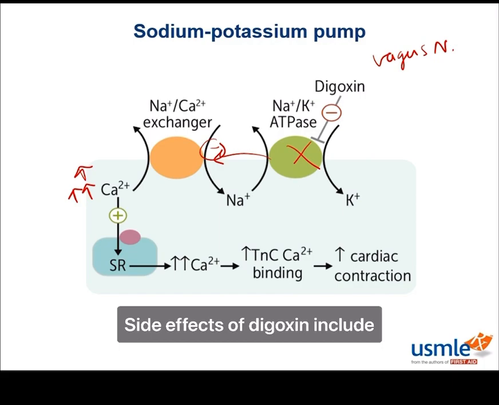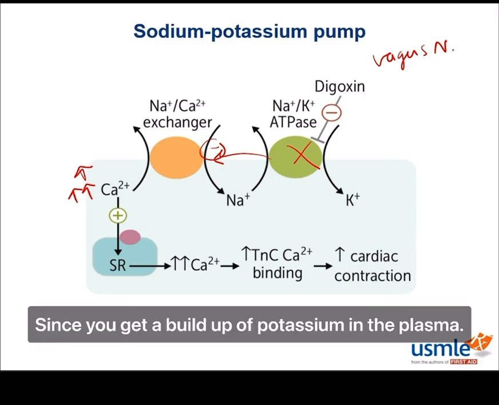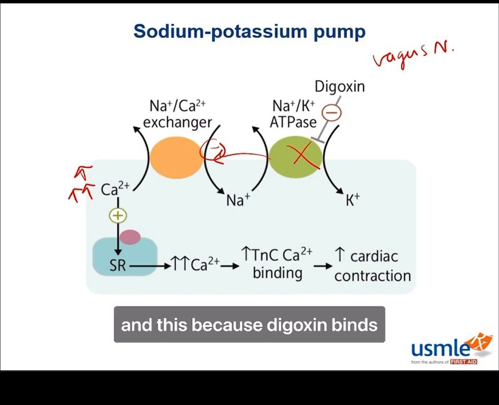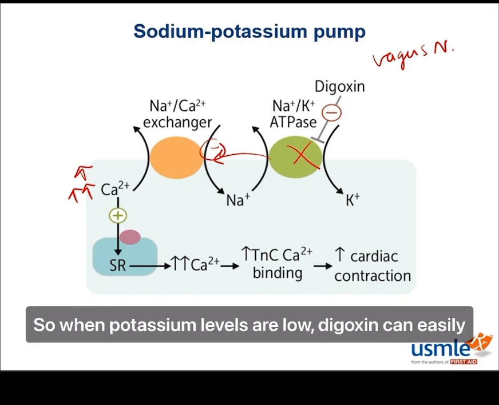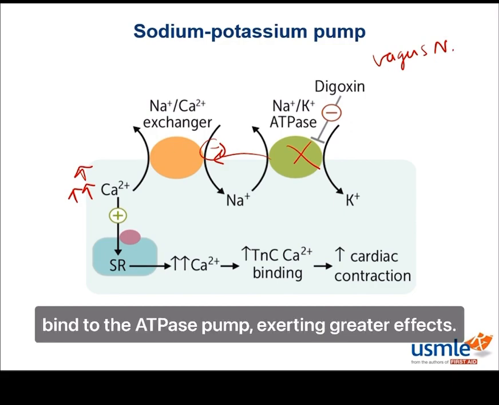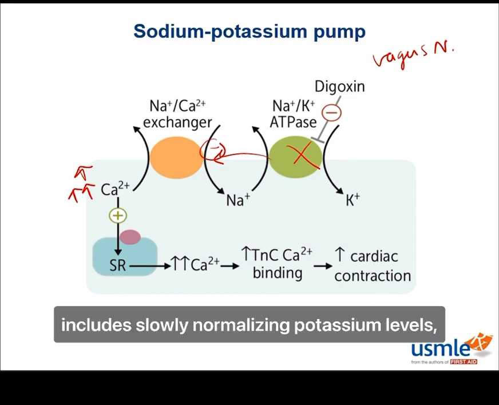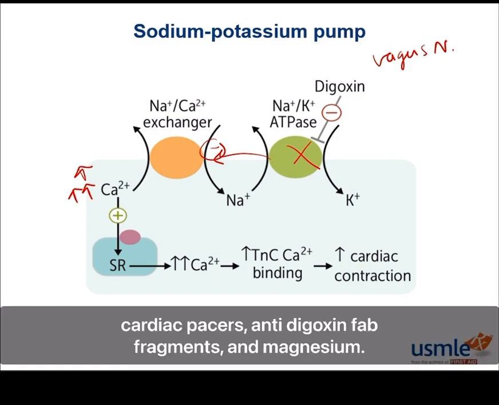Side effects of digoxin include nausea, vomiting, diarrhea, blurry yellow vision, arrhythmias, AV block, and hyperkalemia, since you get a buildup of potassium in the plasma. However, hypokalemia can lead to chronic digoxin toxicity, and this is because digoxin binds to the potassium binding site on the sodium-potassium ATPase. So when potassium levels are low, digoxin can easily bind to the ATPase pump, exerting greater effects. Antidotes to digoxin toxicity include slowly normalizing potassium levels, cardiac pacers, anti-digoxin Fab fragments, and magnesium.